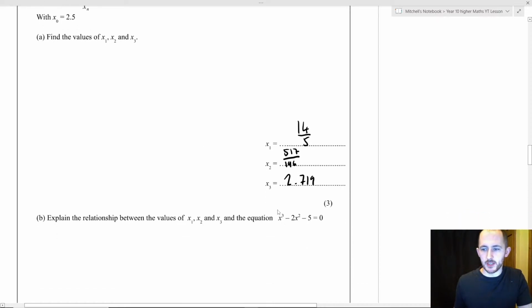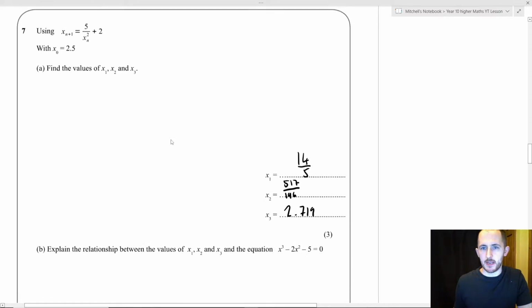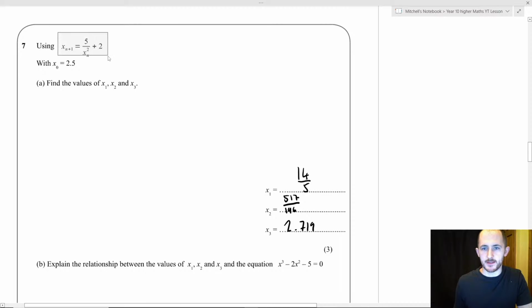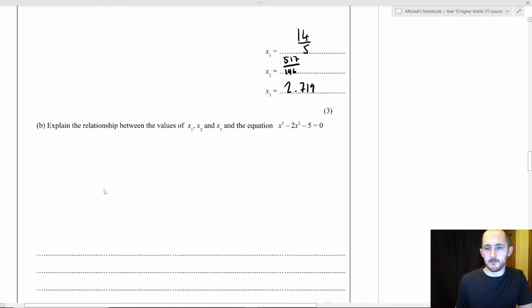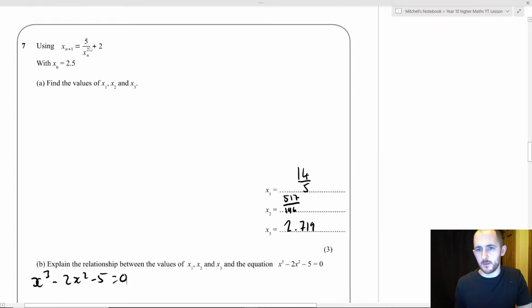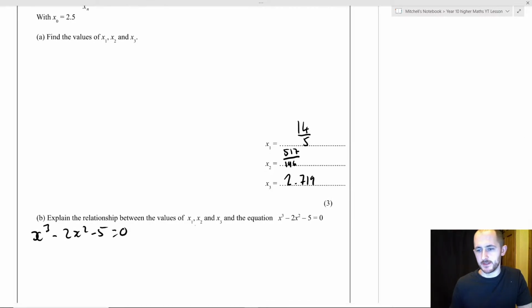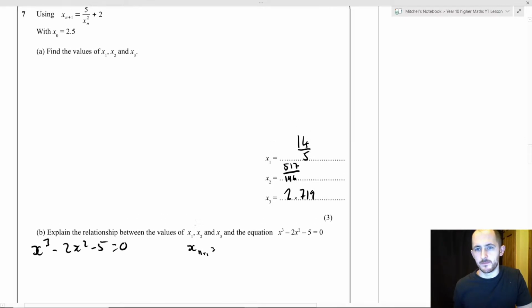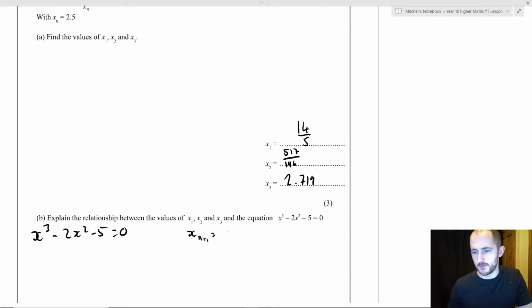So what I need to do is show that this equation can be written like this. Okay? So if I'm going to write out both equations just so I can do it. x cubed minus 2x squared minus 5 is 0. And the equation I want to show is that one, okay? Five over x squared, cool.